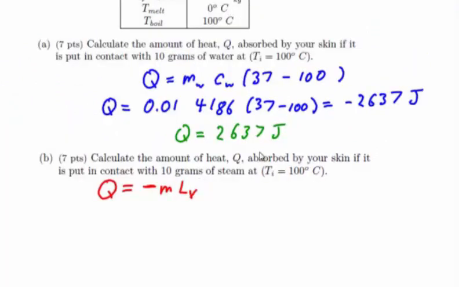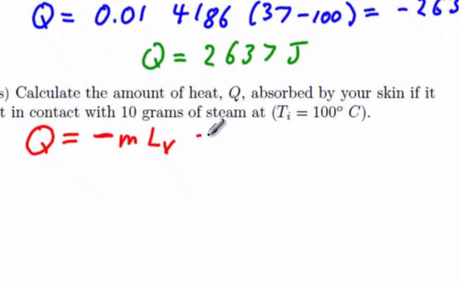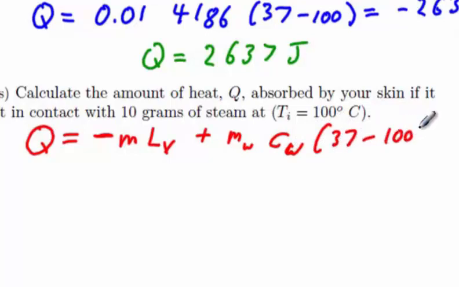After the steam has turned from vapor into liquid, it will then continue by coming down to the same temperature as your hand. In this case, we'll be using the MC delta T formula, and we recognize that that formula always automatically takes care of its own sign, so that will simply give us mass of the water, specific heat of water, times a temperature change, which is 37, final temperature, minus the initial temperature of 100.